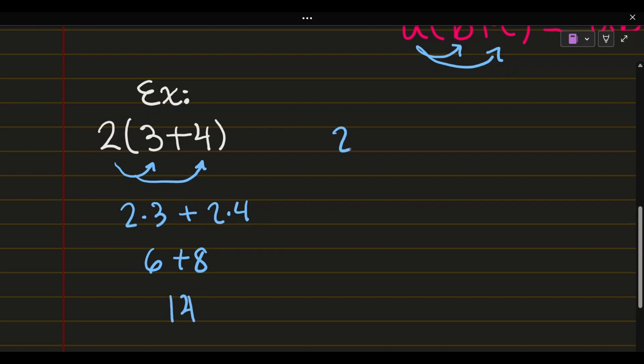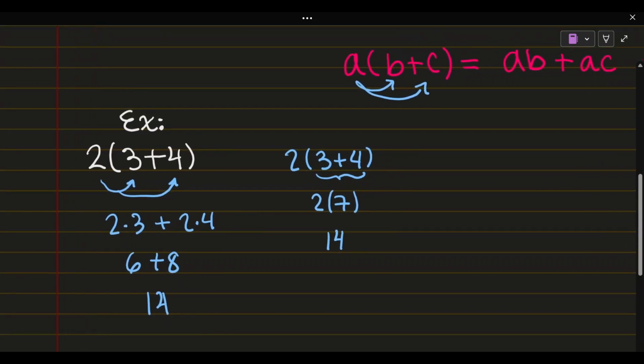And now I wanted to point out, if I was to evaluate this in a different way, I would get the same answer. So 2 times (3 plus 4). Well, I can do what's inside first and get that this is 7, and 2 times 7 is 14. So I get the same answer either way.